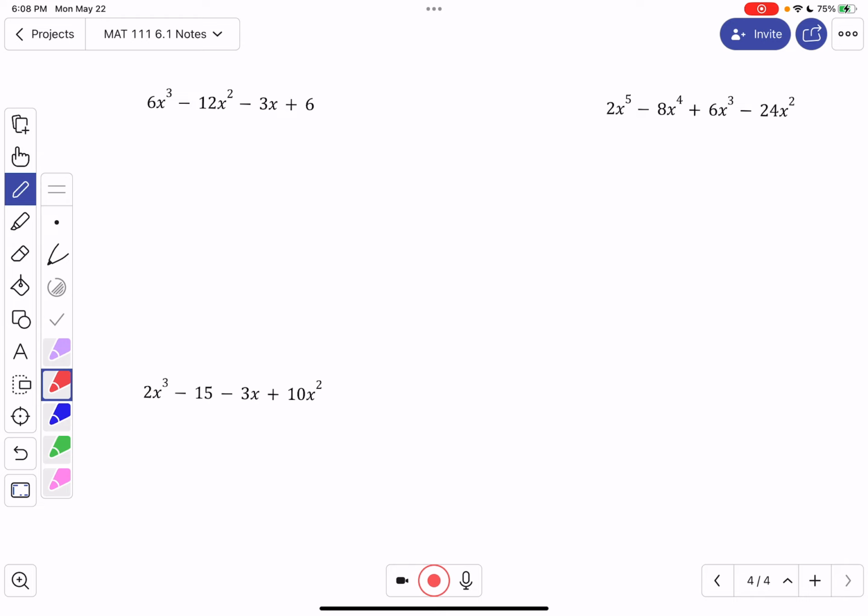Okay, first one, take out the greatest common factor. They are all divisible by 3. So 6 divided by 3 is 2. 12 divided by 3 is 4. 3 divided by 3 is 1. 6 divided by 3 is 2.